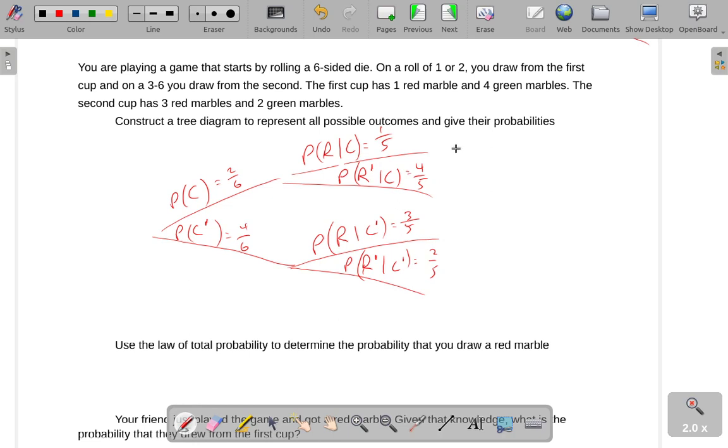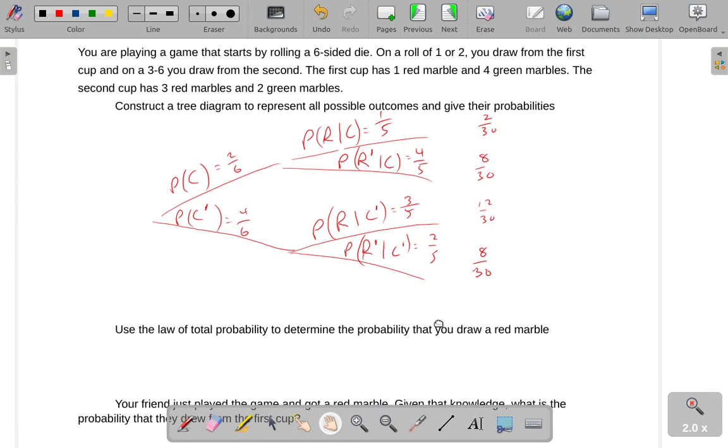Okay. So we can figure out these branch probabilities. Here we get 2 out of 30. This is this number times that number. 2 out of 6 times 4 out of 5 is 8 out of 30. 4 out of 6 times 3 out of 5 is 12 out of 30. And 4 out of 6 times 2 out of 5 is 8 out of 30. In total, these should sum up to 1, so you can double check to see if you made mistakes if you do the entire problem like this.